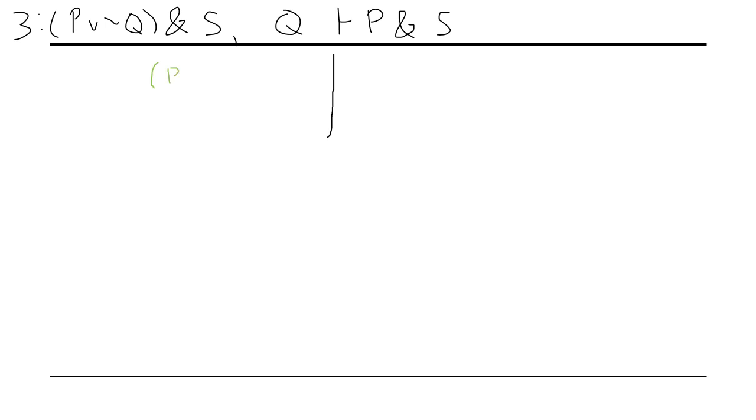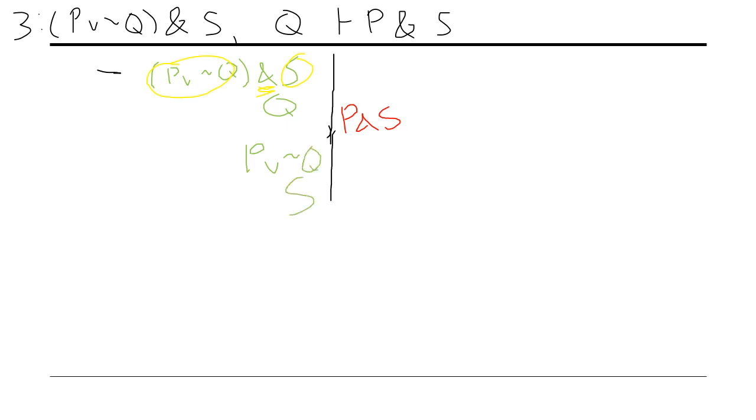here, put our premises, S, and just Q by itself, P and S. Now let's just look at this one first. What's the main operator? Main operator is the ampersand, because this goes together and this goes together. So what makes an ampersand true is if they're both true, both sides. So we'll separate them to P or not Q, and S, that's S.